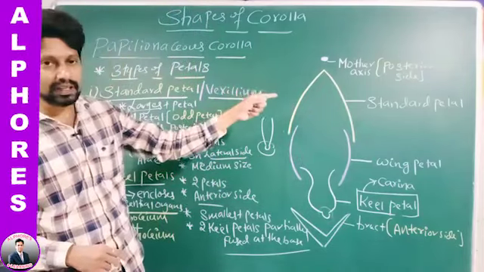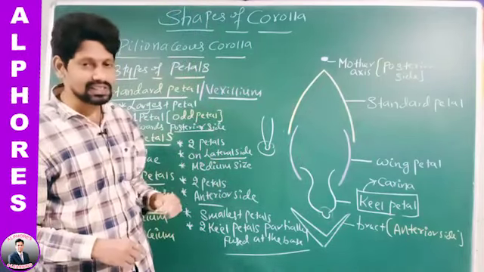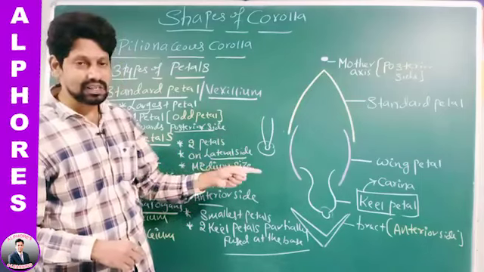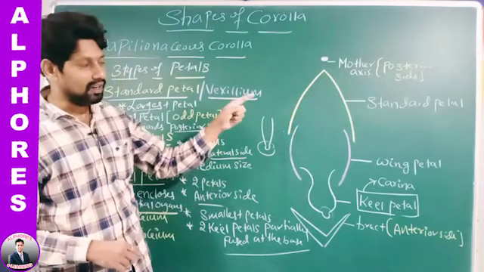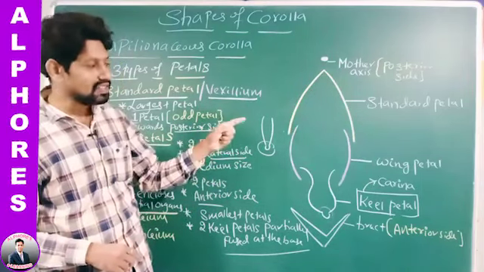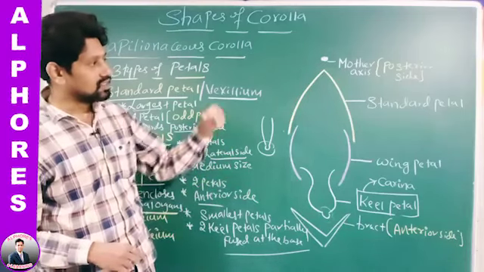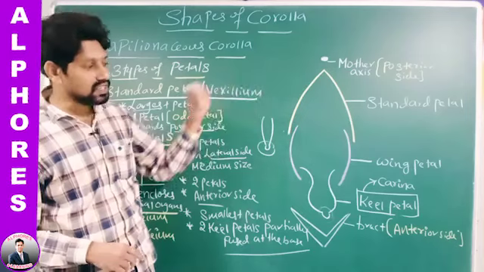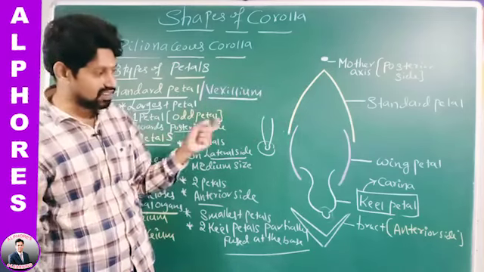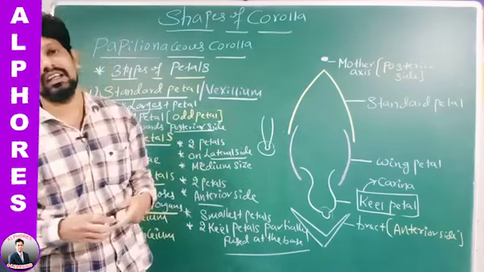Okay, standard petal, vexillum; wing petals, alae; keel petals, carina. Standard petal, largest petal; wing petals, medium in size; keel petals, smallest petals. Standard petal, posterior side; wing petals, lateral sides; keel petals, anterior side, right?